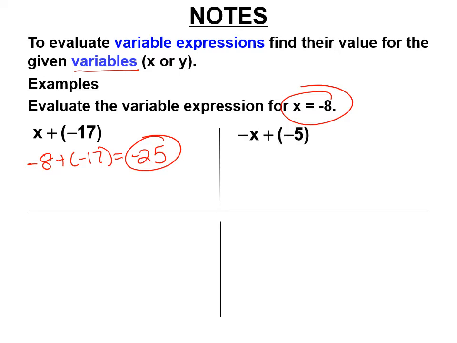x is still negative 8 here. Now let's see this. This is the opposite of x. So the opposite of negative 8 plus negative 5. So evaluate that, please. Well, the opposite of negative 8 is 8. Right? That's why I like saying that thing as the opposite of x. x is negative 8, so the opposite of that is 8, and 8 plus negative 5 is positive 3.